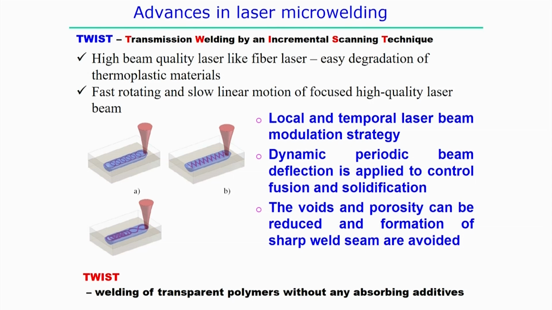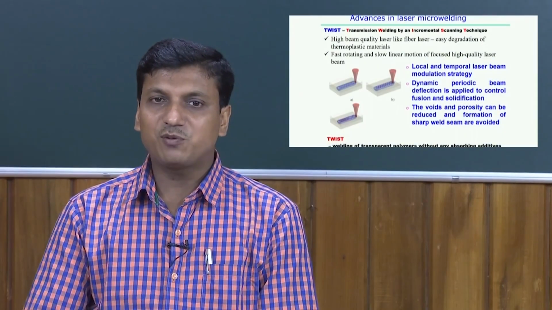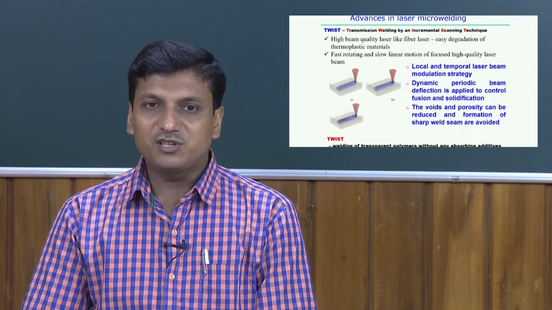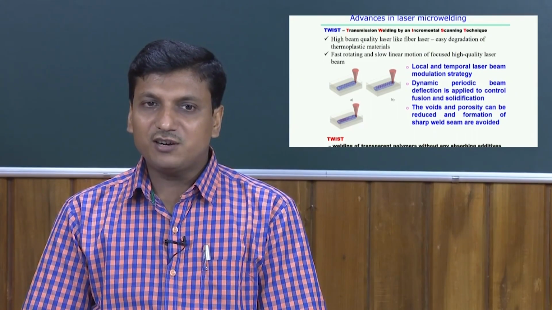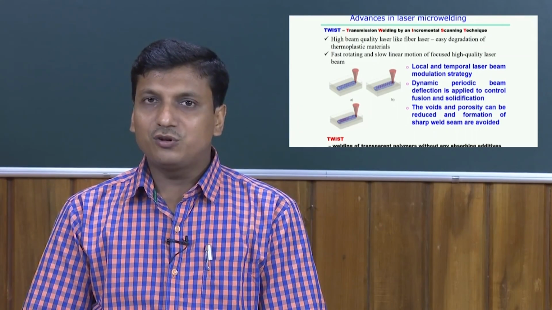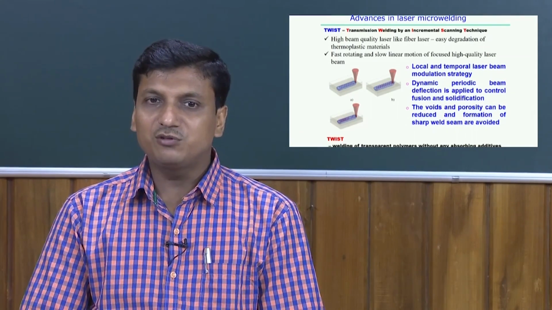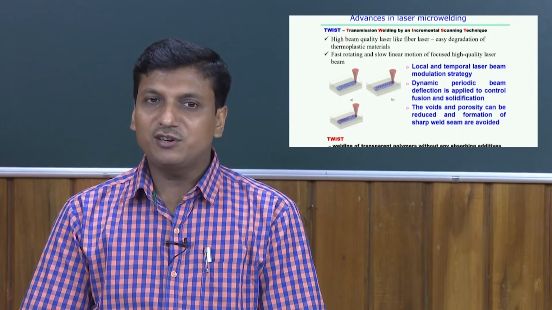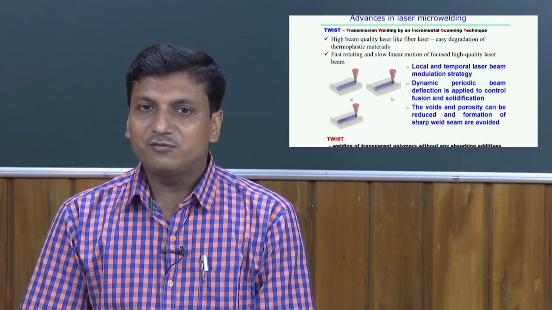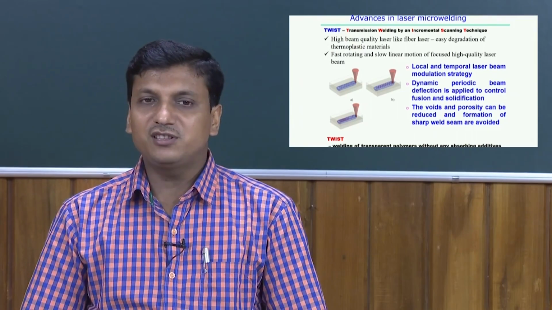If you look at these figures, different scanning paths can be followed. It can be circular, it can be linear, linear in a zigzag way, or some other combination of laser paths, and that comes from the periodic deflection of the beam. So, by locally modulating the beam over time, a high power laser beam can be used easily in this case. That not only reduces damage to the thermoplastic materials, but at the same time reduces porosity and voids, the kinds of defects in this welding process.